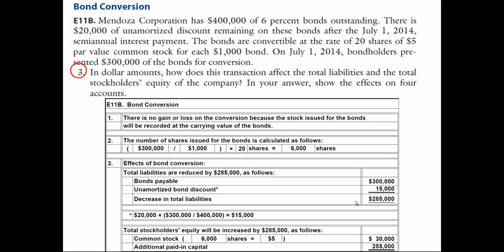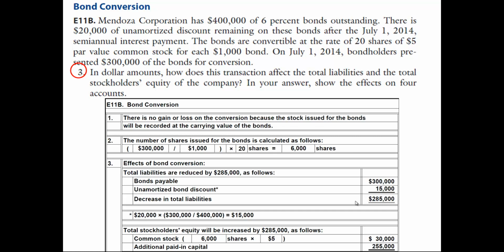Then the total stockholders' equity will be increased by $285,000, because we're going to be issuing 6,000 shares times the $5, that's $30,000. So our common stock will be increased by $30,000. But remember, in step 1 it says that no gain or loss is recorded because it's recorded at the carrying value of the bonds. So the difference of the $285,000, which is $255,000, goes to the additional paid in capital account.